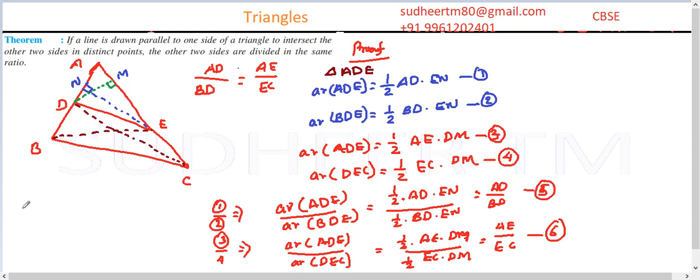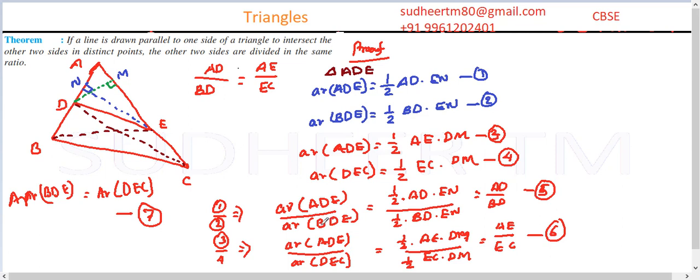Understood? So from that theorem, what we can write here, area of BDE is equal to area of DEC. You must write that statement, how it is coming here. Theorem: if two triangles are on the same base and between the same parallels, areas are equal. The areas of the two triangles are equal. So from that we are getting area of BDE is equal to area of DEC, say equation number 7.